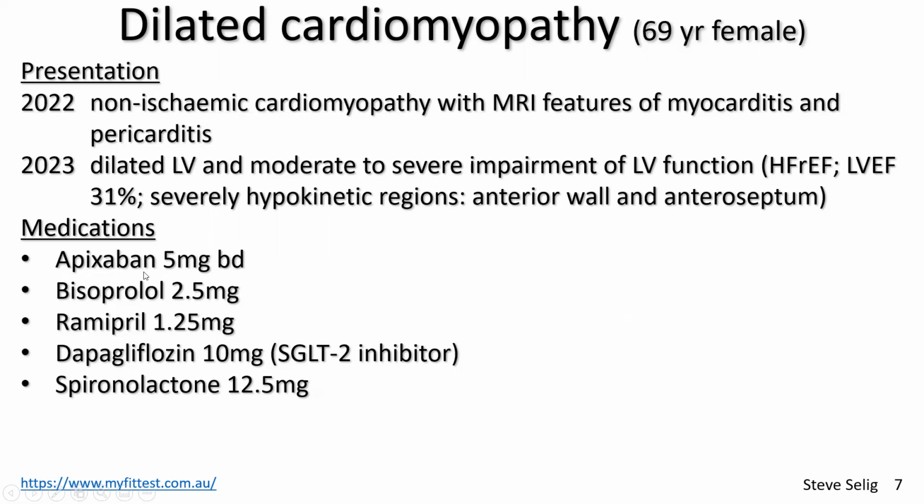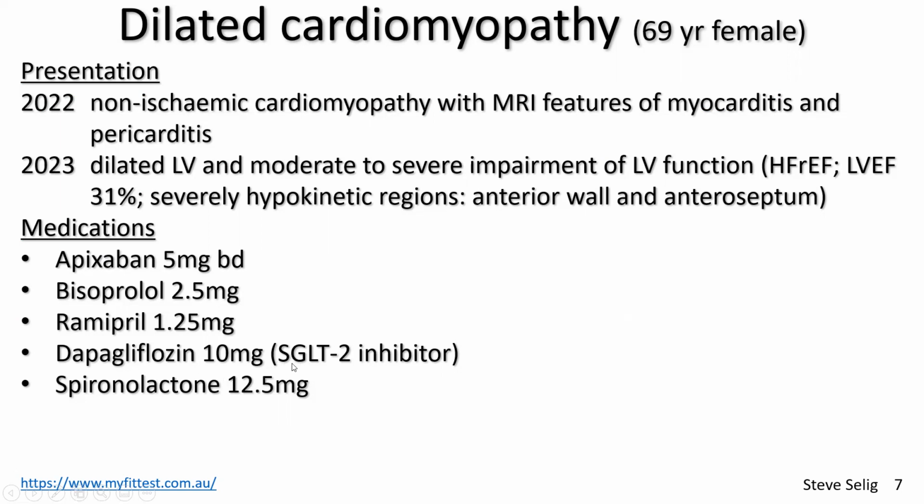Apixaban is the oral anticoagulant, because of the need to prevent blood clotting in this poorly contracting left ventricle with hypokinetic regions. Those hypokinetic regions can foster the formation of blood clots, which can then travel to the brain and cause strokes or other problems in other areas of the body. So apixaban is there for that purpose, I think, not 100% sure.